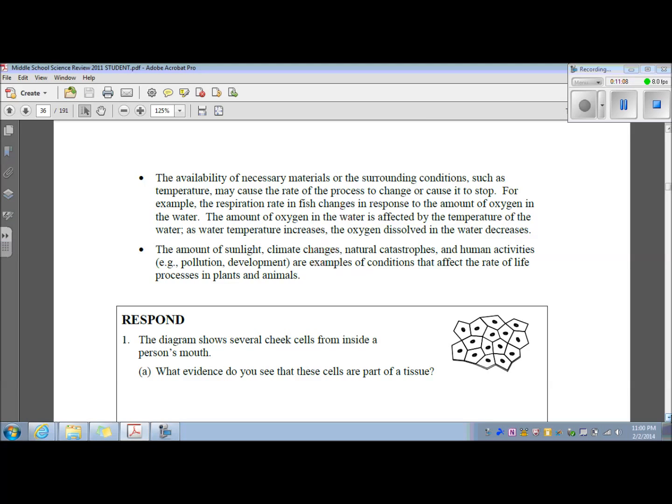The amount of sunlight, climate changes, natural catastrophes, and human activities such as pollution and development are examples of conditions that affect the rate of life processes in plants and animals. This concludes the reading for the Cellular Organization and Life Processes section.